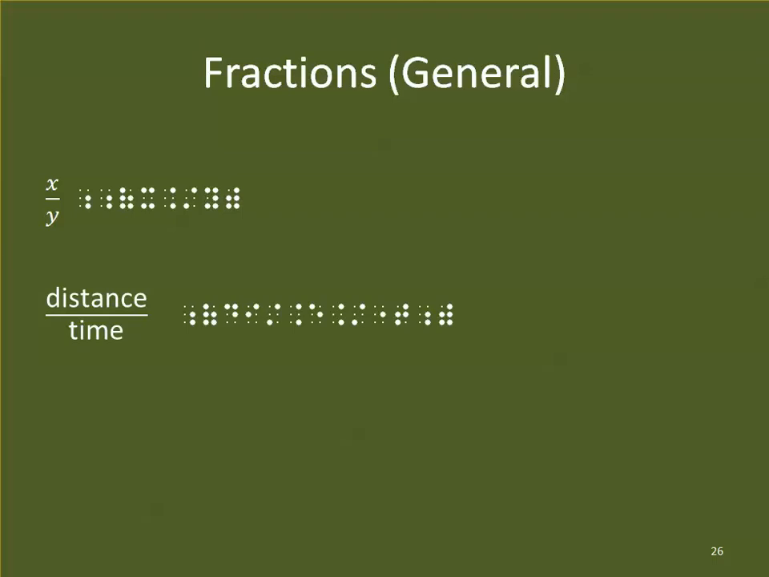We can still use contractions for time, but then that closing general fraction indicator looks like a contraction because we're in contracted mode now. So we need to say, no, don't read this as a contraction. Read this as a symbol. So we have a grade 1 symbol indicator there. Then it's read as a closing general fraction indicator.